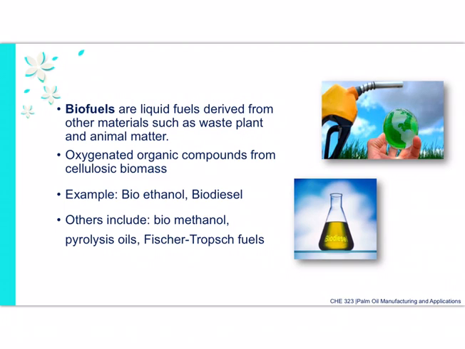One of the examples that we can have here is oxygenated organic compounds from cellulosic biomass. So the biomass that you get from the cellulose, like the leaves or the pulp or the corn waste, can be used to produce ethanol or bioethanol. And others include biomethanol. These undergo a complicated process. And then other examples are the pyrolysis oils, or maybe you can have Fischer-Tropsch fuels.